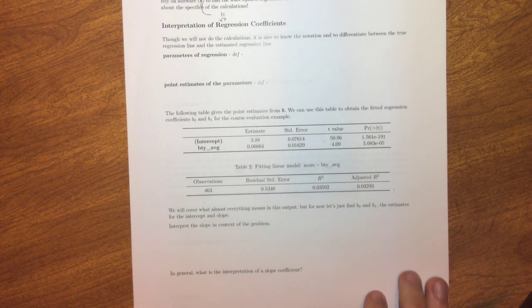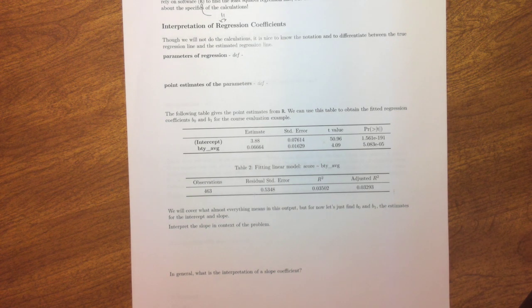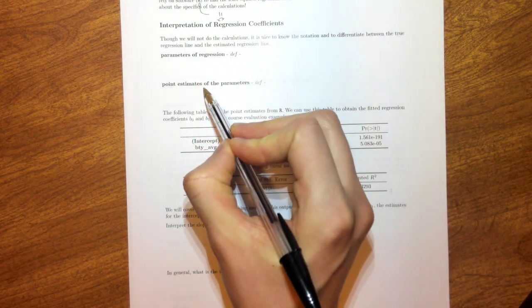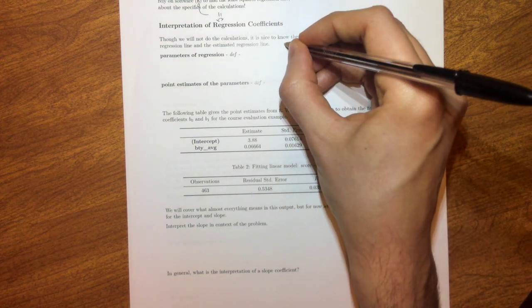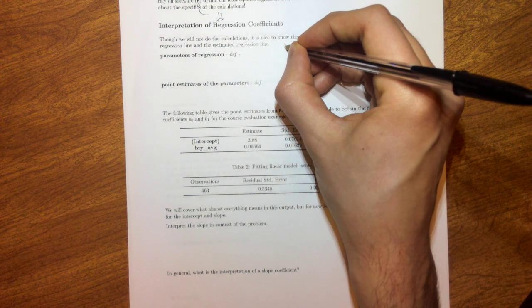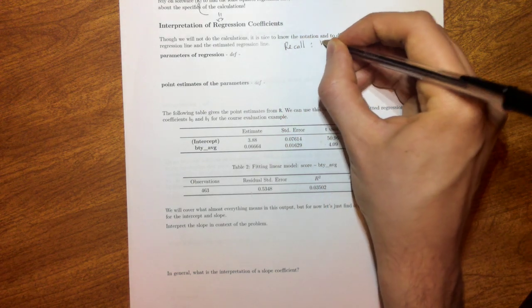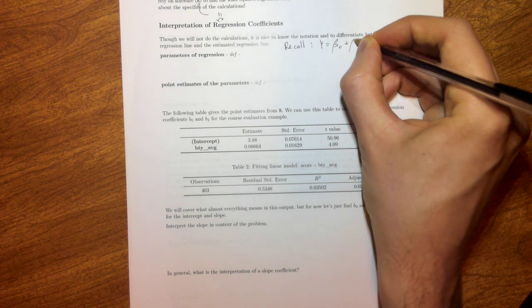So our interpretation of these regression coefficients, now we're starting to get into the good stuff, in my book at least. We're going to start just by differentiating what our parameters are from what our point estimates are. That language should sound familiar from the other hypothesis tests and confidence intervals that we've done. So just recall from the very beginning that our regression model looked like this.